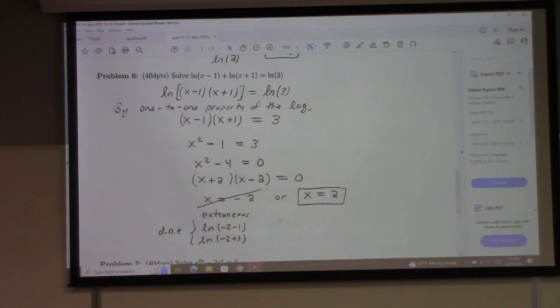So whenever we have a problem like this, use properties of logs. It's important to check your answer back at the start and make sure that you're not saying something is an answer that's not actually an answer. 2, on the other hand, is just fine because 2 minus 1 is 1, and 2 plus 1 is 3, and so it works. Yes, sir?